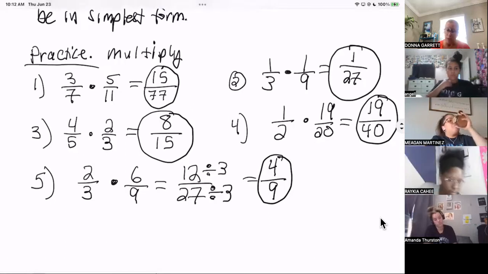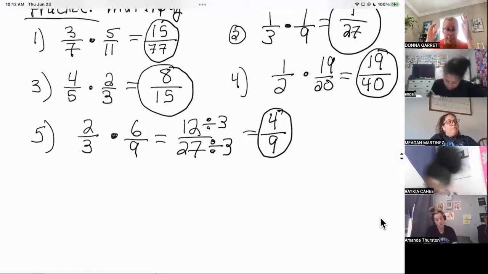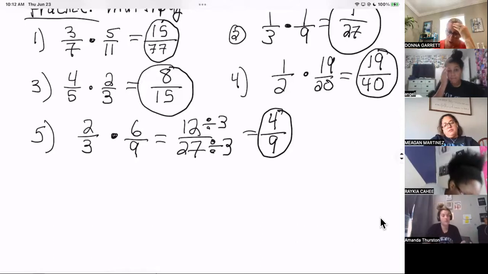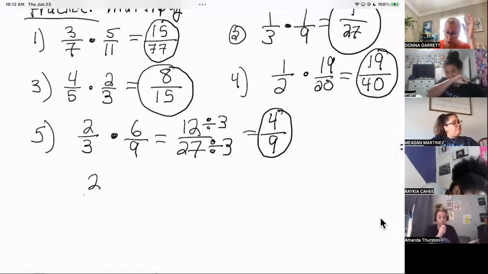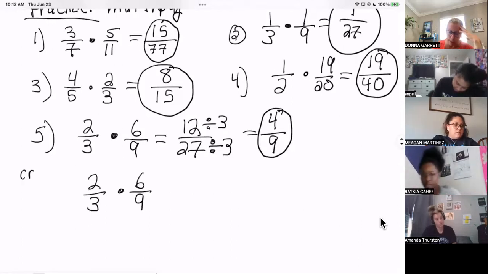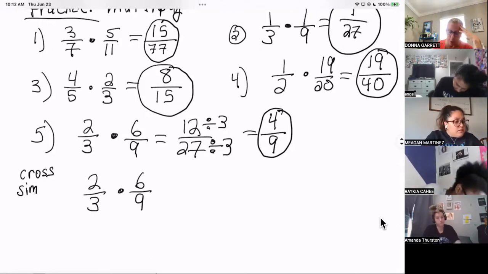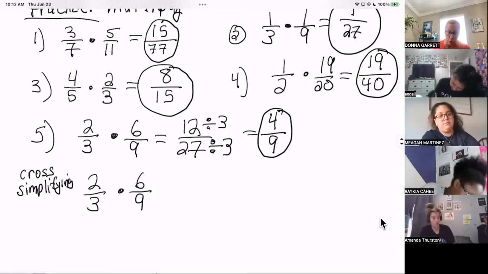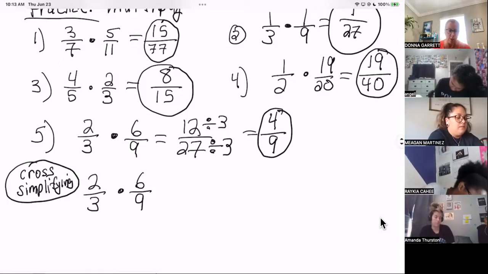Now I want to show you a technique right from the beginning, because sometimes these numbers get really big and it's very hard to simplify, especially when we're doing it by hand, right? So I'm going to do this again a very different way. 2/3 times 6/9. And I want to start with something small like this. I'm going to do something called cross simplifying. Notice it's not cross multiply. You can use this when you multiply or divide with fractions.